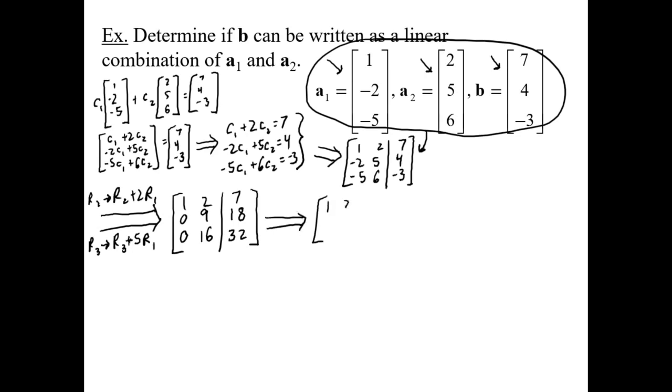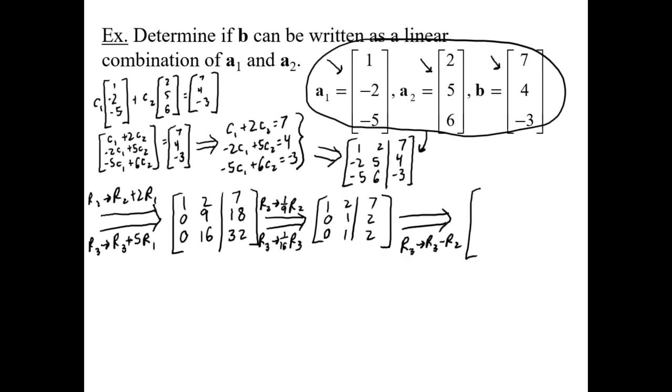Okay, 1, 2, 7. If I'm going to replace row 2 with basically 1/9 row 2, divide everything by 9 here, so we get 0, 1, 2. And then notice if I divide the bottom row by 16, I'm going to get the same thing. So 1/16 row 3. So it'll also be 0, 1, 2. And so finally, if I just replace row 3 with row 3 minus row 2, we're going to get 1, 2, 7, 0, 1, 2, 0, 0, 0.